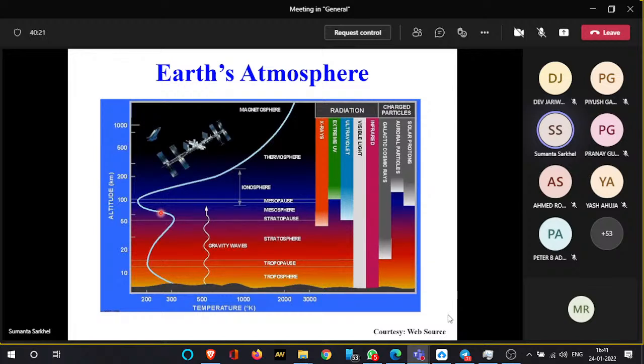This region is called the thermosphere, where these atoms and molecules start absorbing these high energy radiations. UV is also mostly absorbed here, though some part is absorbed in the thermosphere as well. But extreme ultraviolet is completely absorbed in the thermosphere, and X-rays are also completely absorbed in the thermosphere. They don't reach the mesosphere, so mostly they are absorbed in the thermosphere region. And gamma rays also get absorbed in the thermosphere.